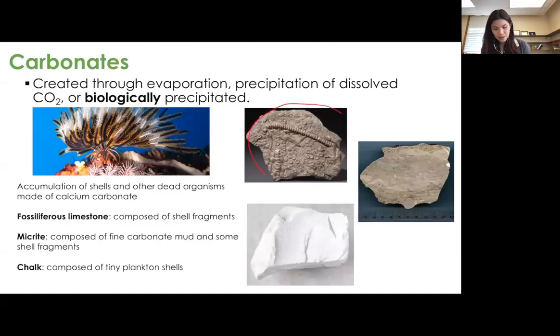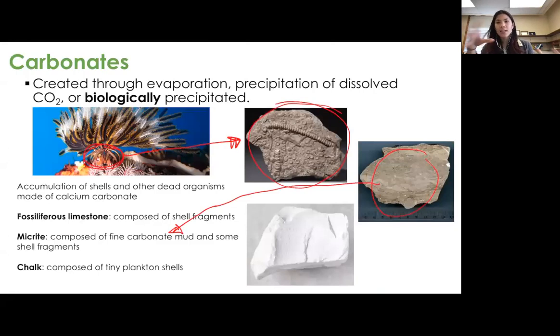If they tend to be extremely fossiliferous, like this image I just circled, which, by the way, this living creature here is what forms these deposits, this is called a fossiliferous limestone because it's composed of shell fragments and fossils. We can also get micrite, where we have a fine carbonate mud and some shell fragments. So that's the second image here.